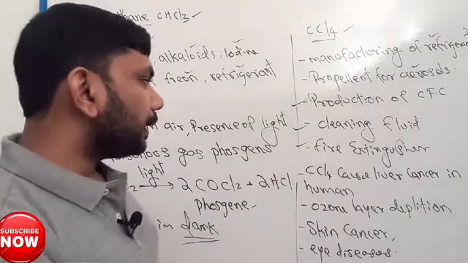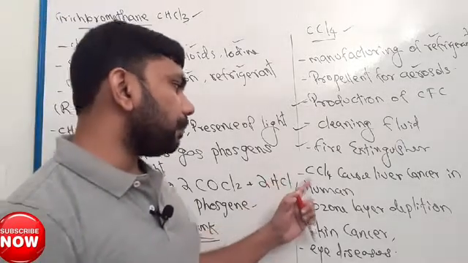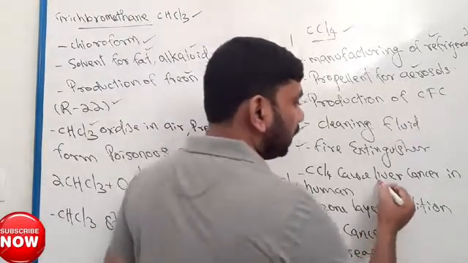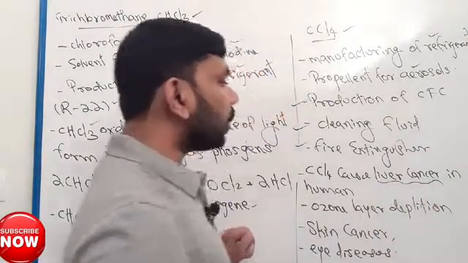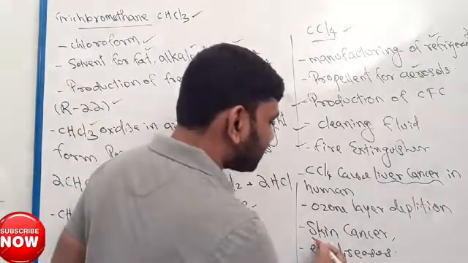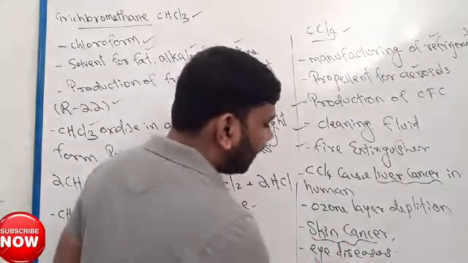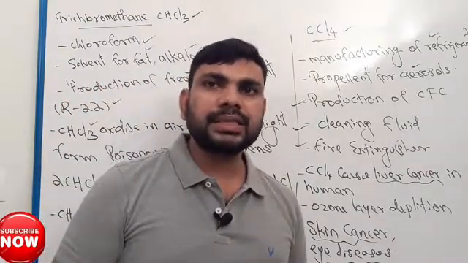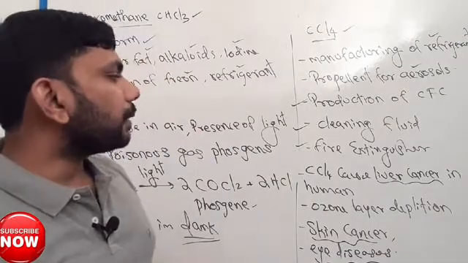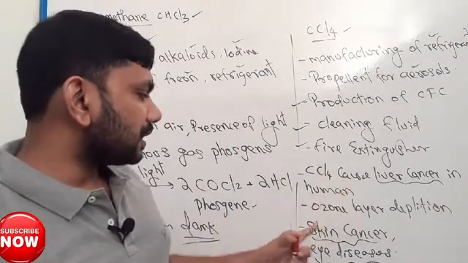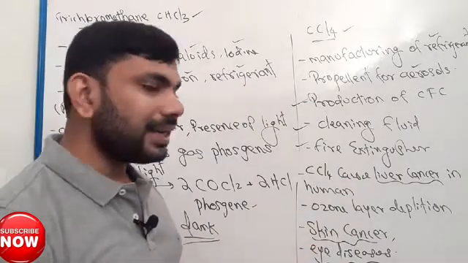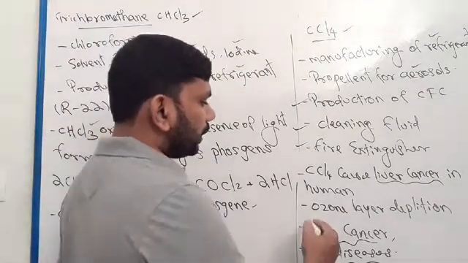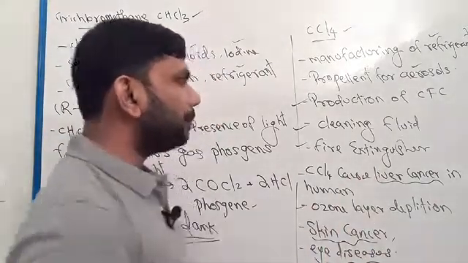Carbon tetrachloride causes liver cancer in human beings. Also it causes skin cancer and eye diseases. Carbon tetrachloride is harmful for human beings and other animals. Also it causes ozone layer depletion.